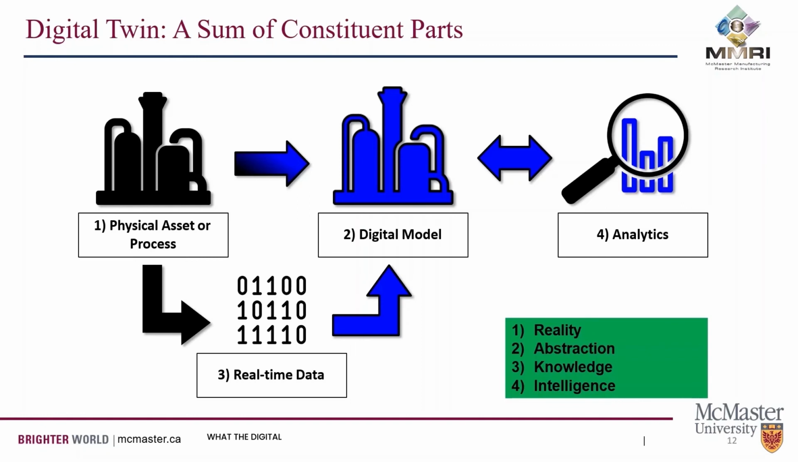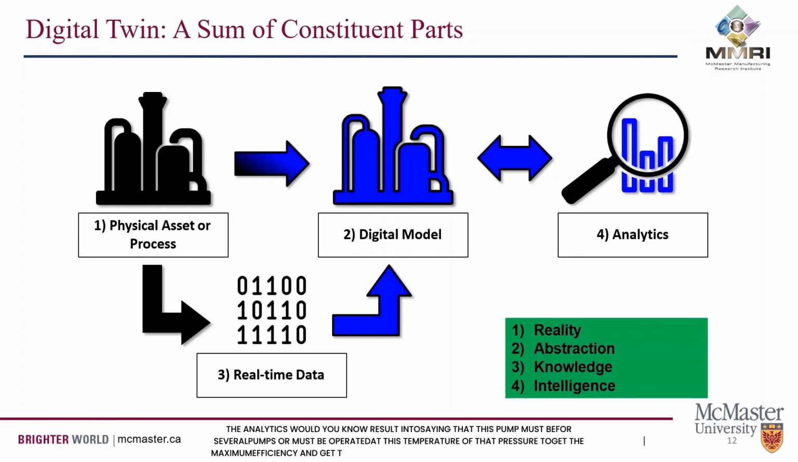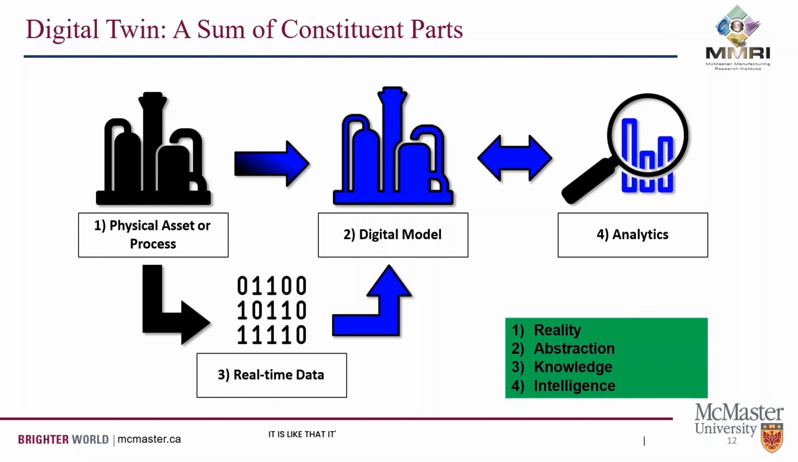The digital model does a lot of analytics, a lot of analysis, and then it feeds back to the physical model. So it optimizes certain parameters. The analytics would result in saying that this pump must be operated at this temperature or that pressure to get the maximum efficiency and the maximum production out of your process plant, and so on. It's very basic in terms of this sketch which I am showing, but in reality it is a bit more complex.